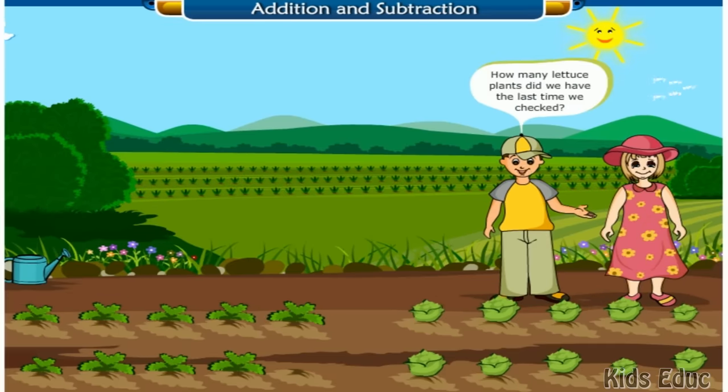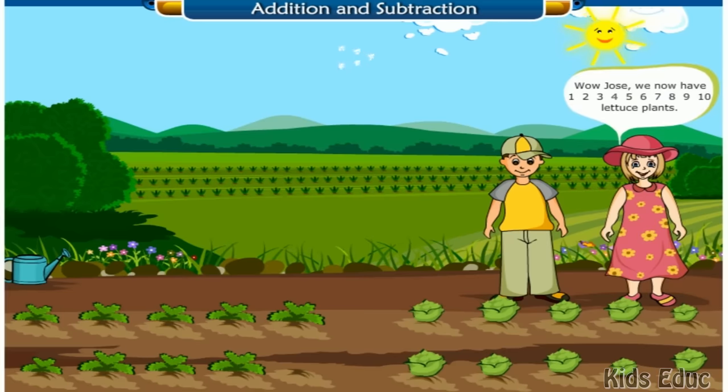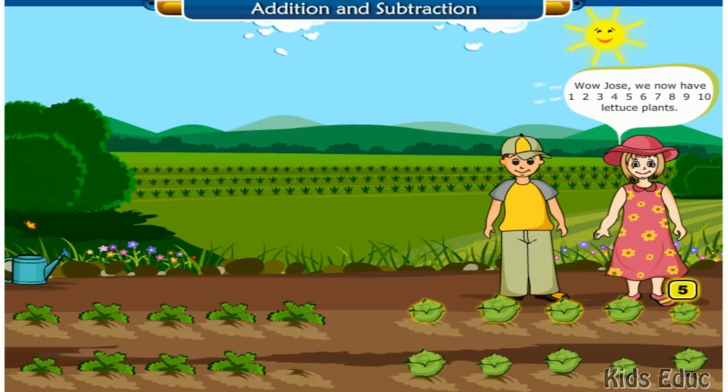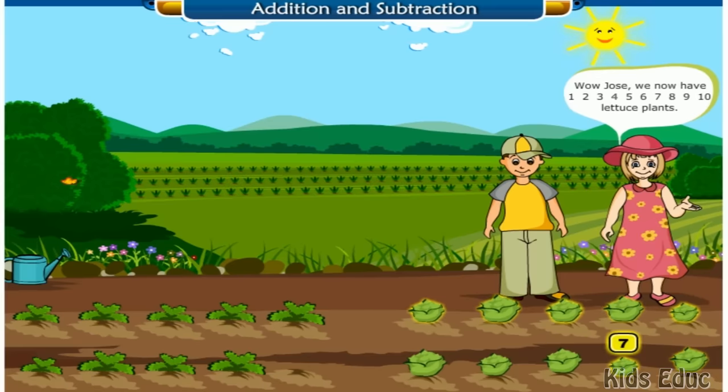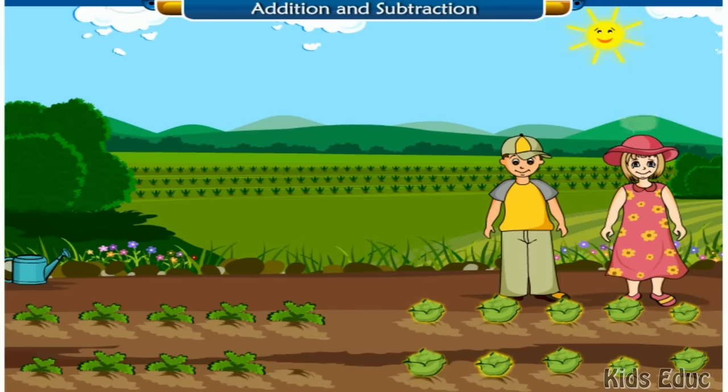How many lettuce plants did we have the last time we checked? We had 8 lettuce plants and we planted 10 lettuce seeds, so we only needed 2 more plants to grow. Wow, Jose! We now have 1, 2, 3, 4, 5, 6, 7, 8, 9, 10 lettuce plants!